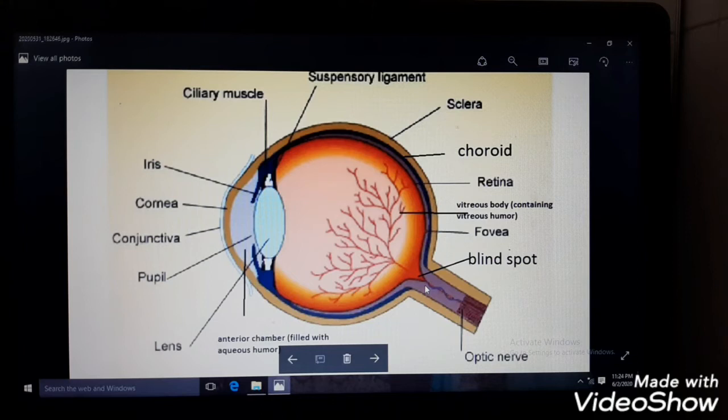Hence, an image formed at this point is not visible and therefore this point is known as the blind spot.